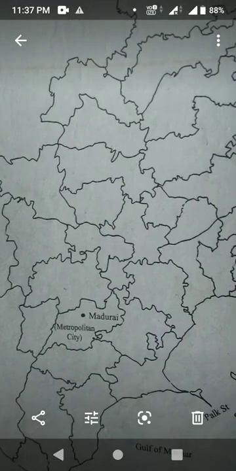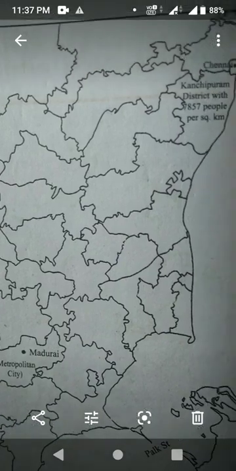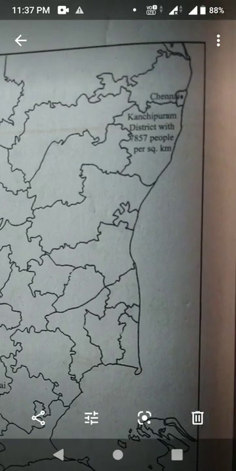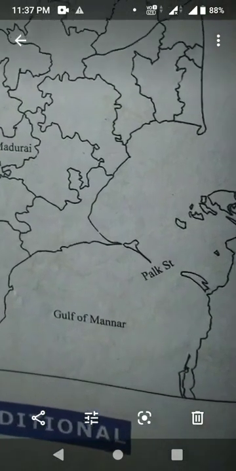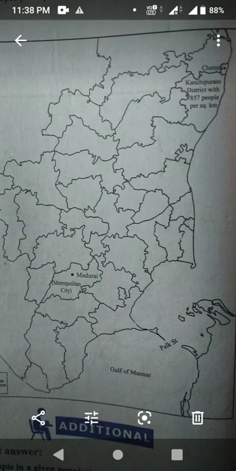Next one is on the outline map of India, Tamil Nadu, mark the following places. Here also four places they have given. First one, which is considered a metropolitan city, that is Madurai. Okay. Second one, a district with 7,857 people per square kilometer, that is the Kanchipuram district. Okay, third one, Gulf of Mannar. We find out Gulf of Mannar. Fourth one is the Palk Strait. Okay, so this is the Tamil Nadu map.